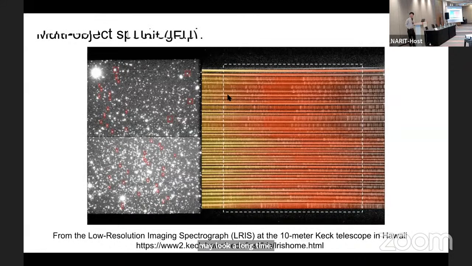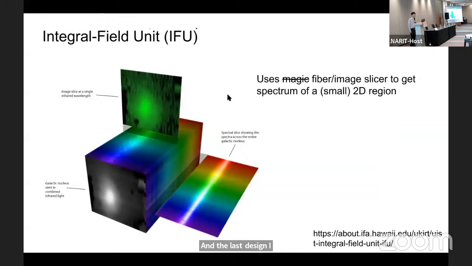The last design I want to talk about is the integral field unit, or IFU, sometimes called IFS, or integral field spectrograph. This is something we are also working on here at NARIT. You can talk to Dr. Bright about this. The promise of the IFU is that you don't need to pick anything ahead of time. Let's get the spectrum of everything on this 2D plane.